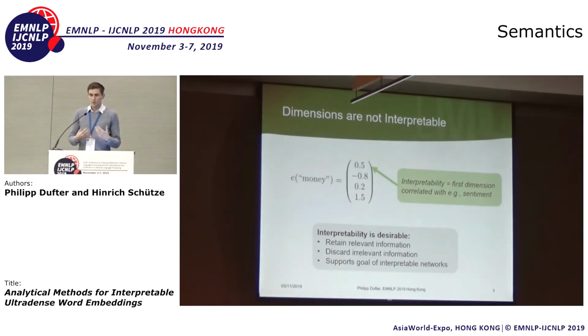For example, they are most of the time not interpretable. By interpretability we mean that individual dimensions can correlate with some linguistic feature. For example, if the first dimension is higher if the sentiment is positive or lower if the sentiment is negative, then we would call this interpretable in our definition. And that's desirable for several reasons: for example, to retain relevant information, to discard unwanted information, for example, bias information. And it also supports the goal of having interpretable neural networks when it's used as the first layer of networks.